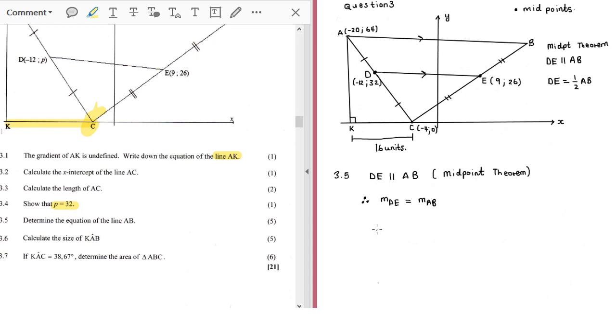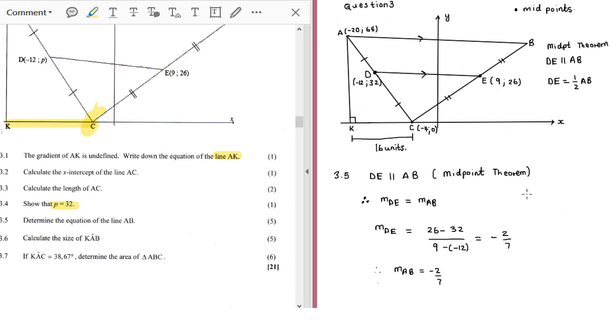Okay, so let's find the gradient of DE, right? Our change in y values, right? If we start here at E, that is going to be 26 minus 32 divided by the change in the x value, so 9 minus negative 12. Okay, we plug all of that into the calculator, it works out to a gradient of minus 2/7. Okay, so then therefore the gradient of AB is equal to minus 2/7.